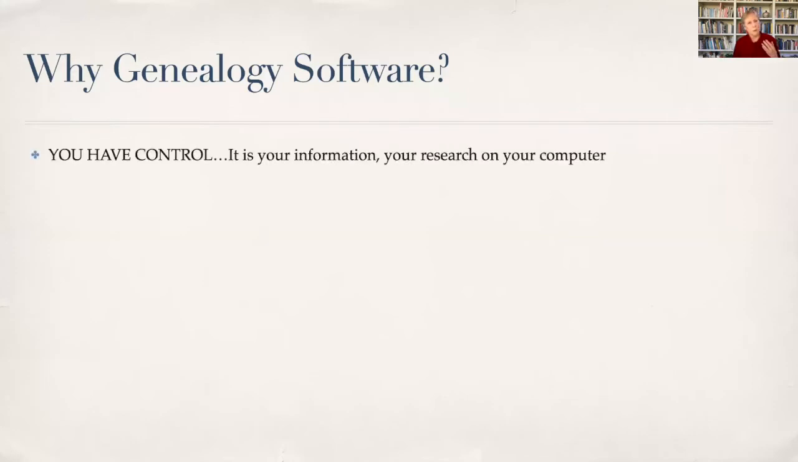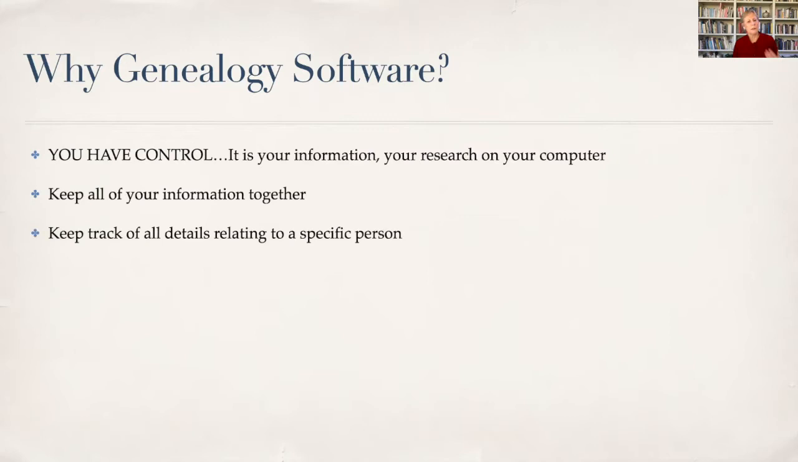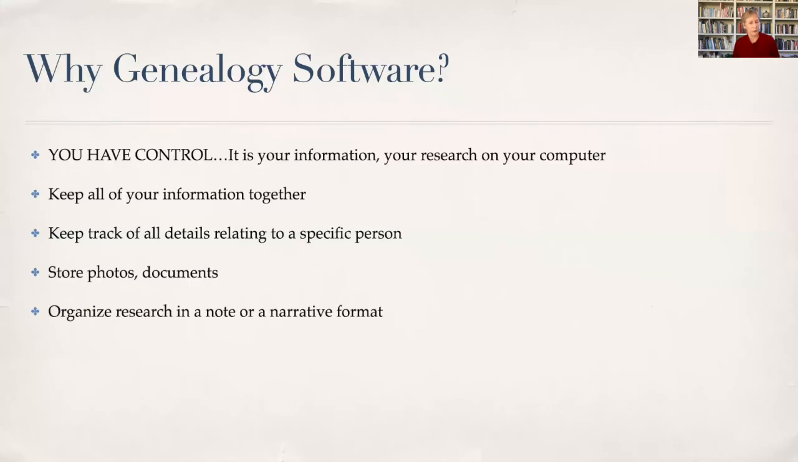So with your genealogy software, you have complete control. It's on your computer, it's your information, and it's your research. And those private things, those private stories can be on there. It keeps all of your information together. It keeps all of the details relating to a specific person. It stores your photos, your documents, and in some cases, maybe interviews you've had or movies. It organizes your research easily in a note or narrative format. I love that. Creates a timeline.